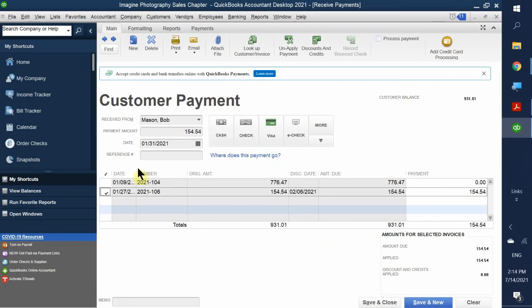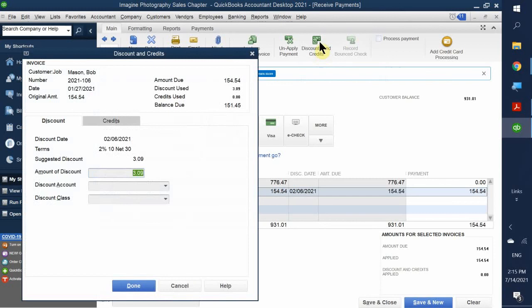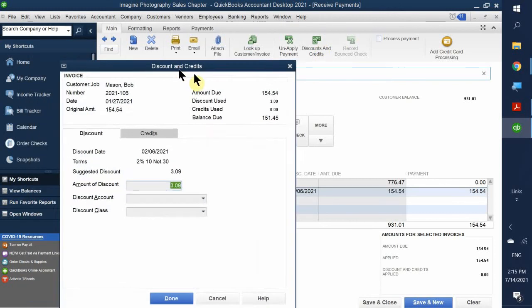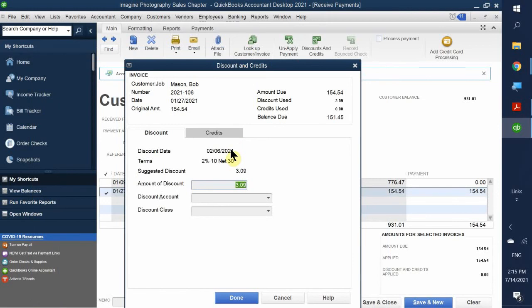Now, in this case, we invoiced him on the 27th. He's choosing to pay 4 days later. So he's definitely making it within the discount period of 10 days. So what you're going to do is at the very top of the window, you're going to see there's a little box that says discounts and credits, right? If I go ahead and click on this window, I'm going to be looking at this discount window, which is going to tell me, well, hey, you're right. Mr. Bob Mason, it did pay within terms, and he is going to be getting a 2% discount, which has already been calculated for you.